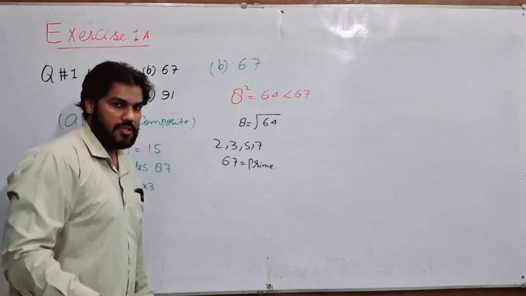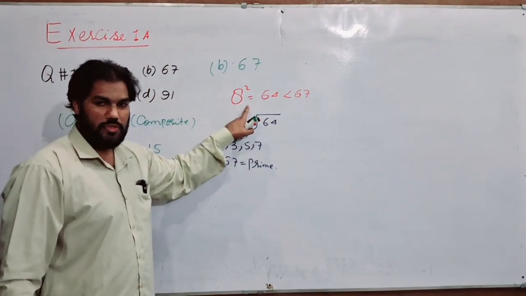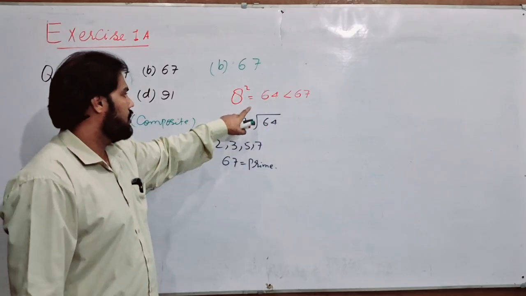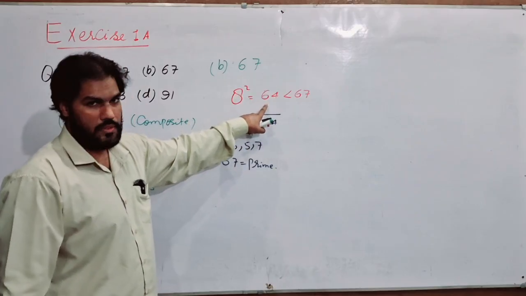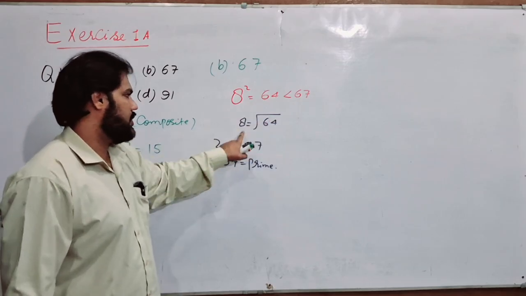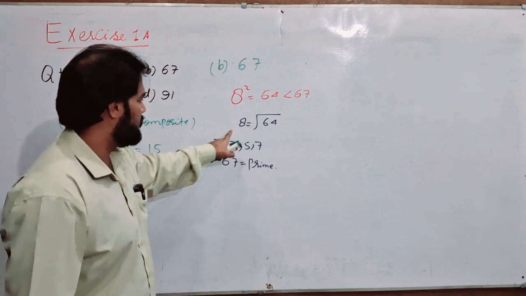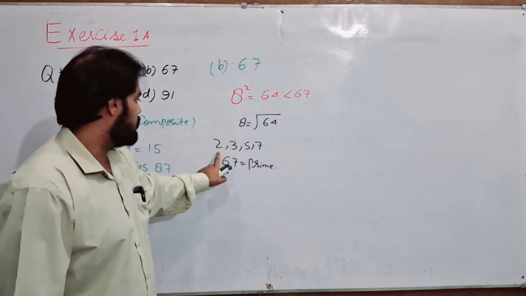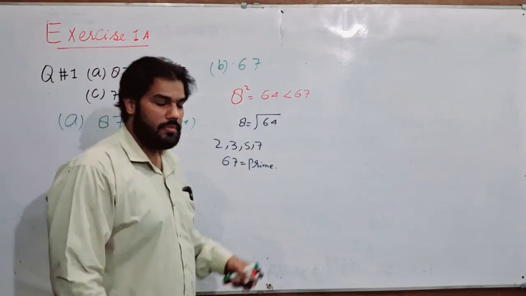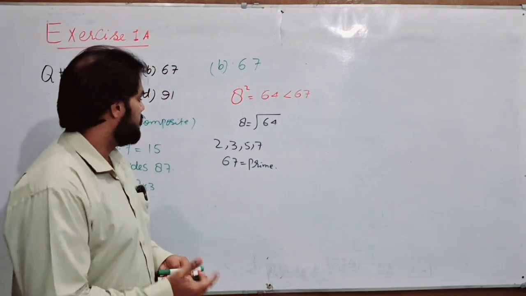This criteria says you have to find a number which is a perfect square, but less than this number. Now you have to take the square root of that perfect square. So the square root of 64 is 8. Now you have to write all of the prime numbers which are less than or equal to 8. So the prime numbers less than or equal to 8 are 2, 3, 5, 7. Neither of the numbers divides 67. That's why 67 is a prime number.